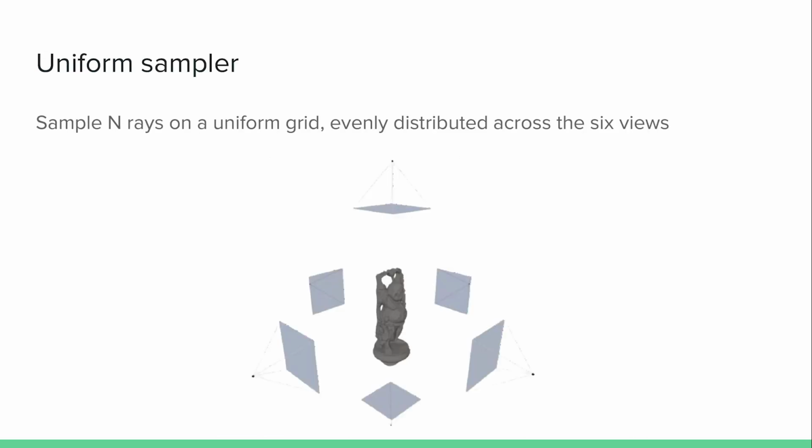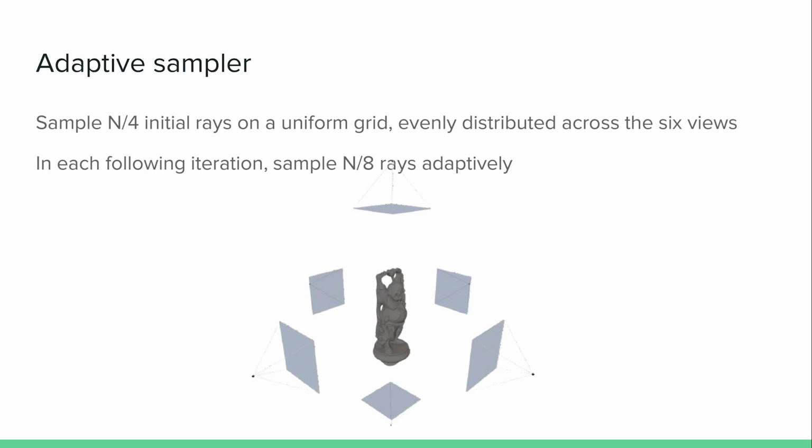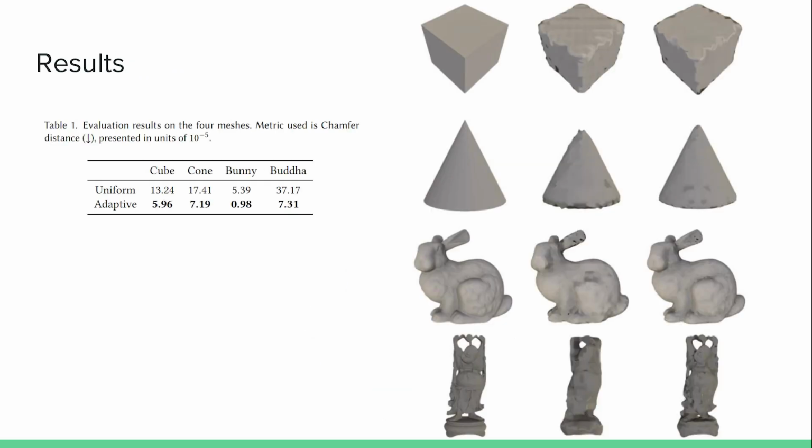For the experiments, we consider a baseline uniform sampler, which basically just samples n rays on a uniform grid. On the other hand, for the adaptive sampler, we sample n/4 initial rays on a uniform grid, and in each following iteration, we sample n/8 rays adaptively according to the method we just described. Finally, here are the quantitative and qualitative results on 4 different meshes.